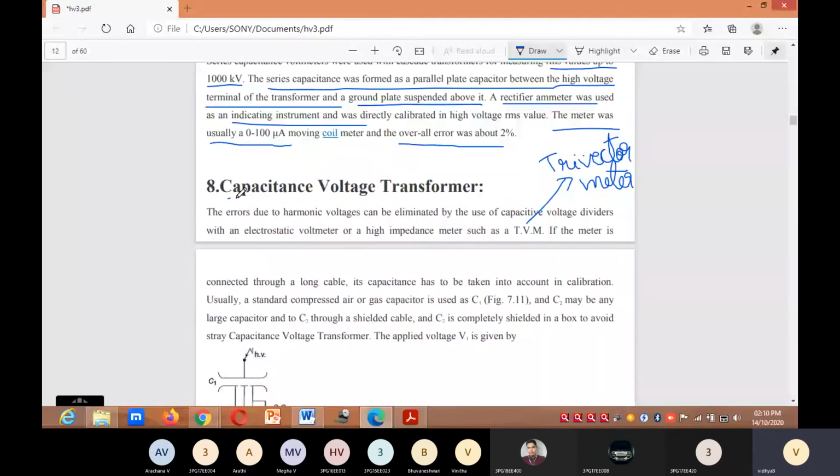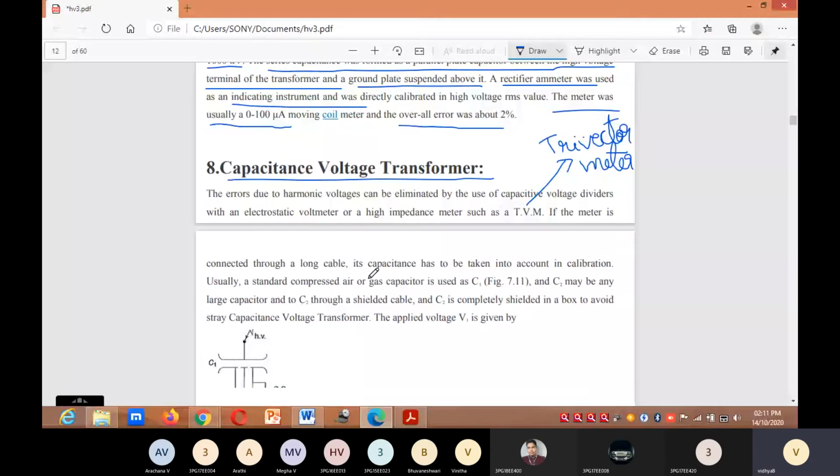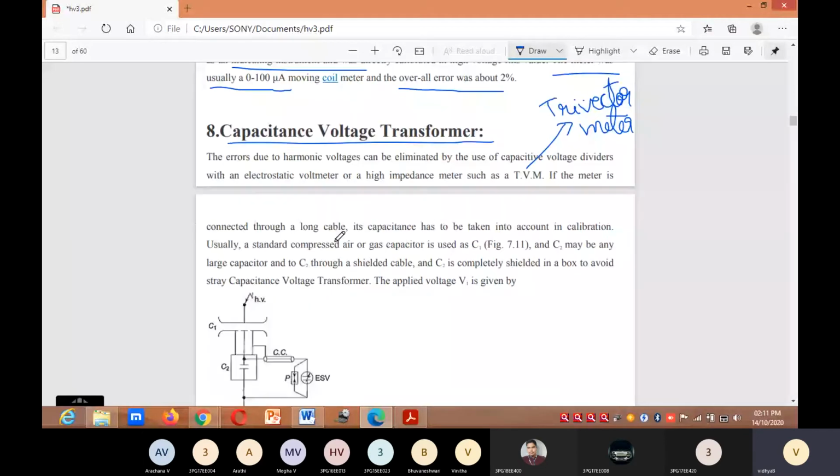Next topic is the capacitance voltage transformer. In this, the errors due to harmonic voltages can be eliminated by using capacitive voltage dividers with an electrostatic voltmeter, or by using a high impedance meter such as a trivector meter. That is, if the meter is connected to a long cable, its capacitance has to be taken into account in calibration.